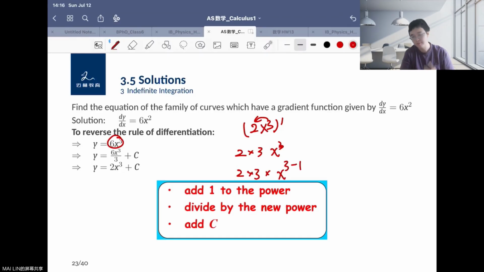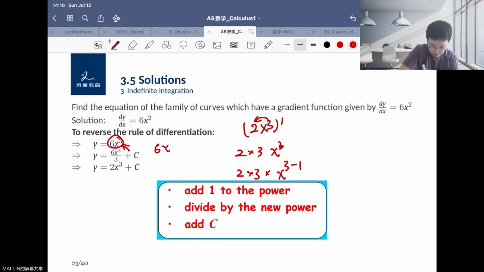And the method for integration is just inverted, or the process is inverted. So first, we have to add to the power. The first step is to add the power, while in differentiation the final step is to minus the power, right? So here for 6x squared, plus 1, okay?